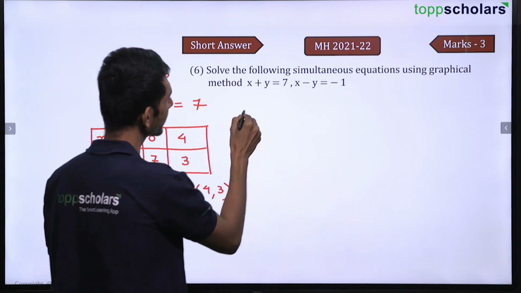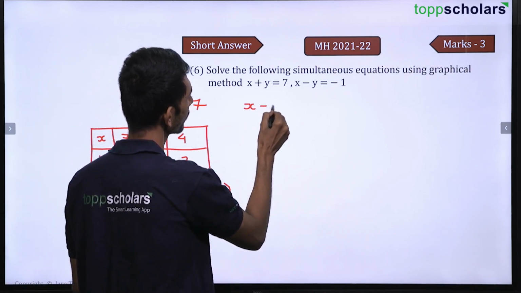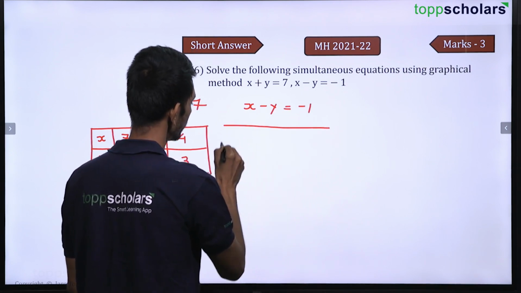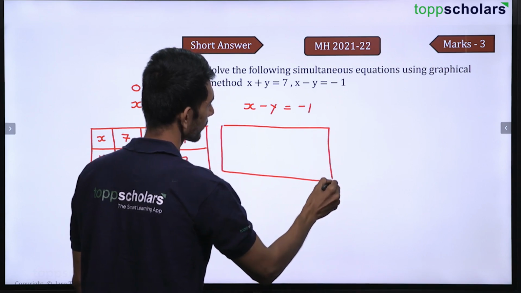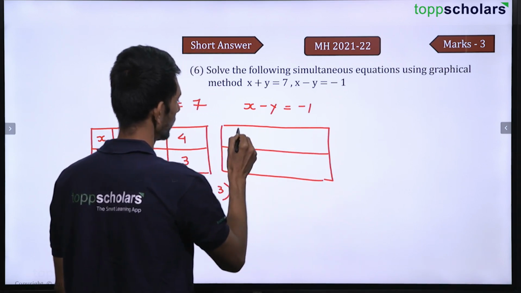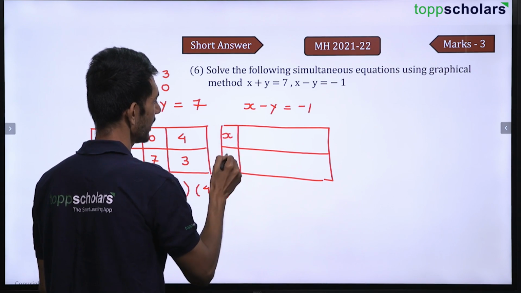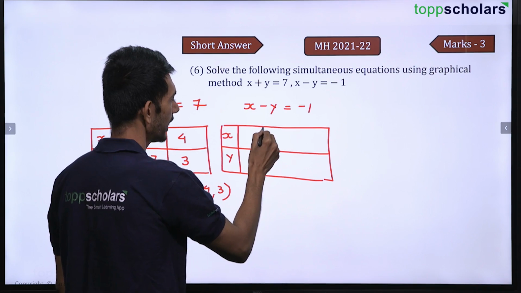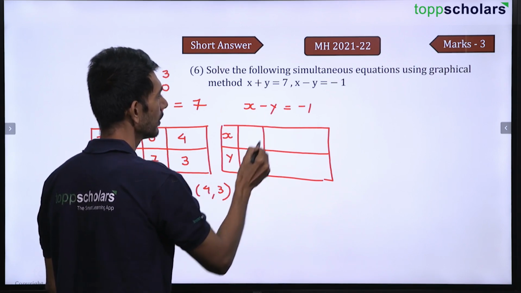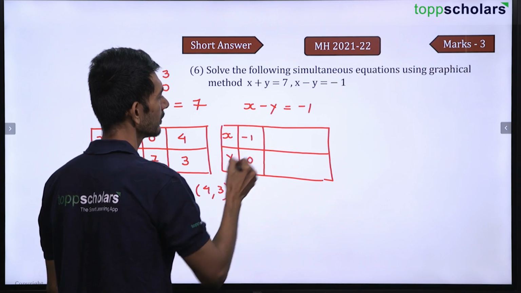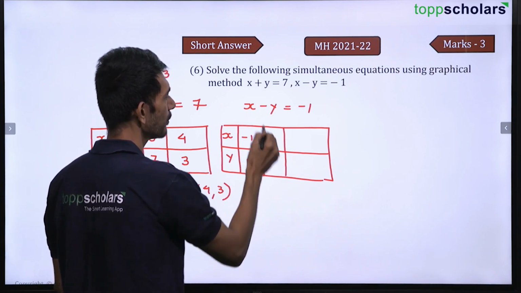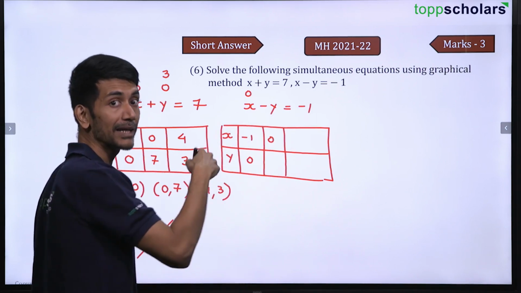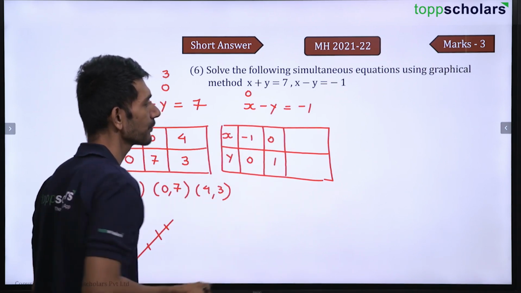Okay. Next is x minus y is equal to minus 1. So table of values for this. Again we write down x, we write down y, right? Now if I put y as 0, y is gone, x is minus 1. Simple. If I put x as 0, minus y is minus 1. So y is 1, right?